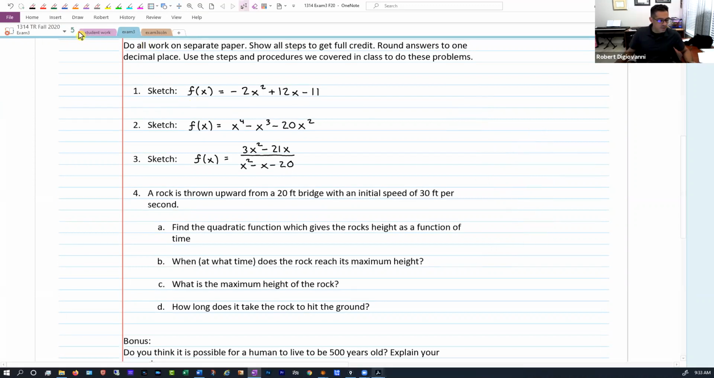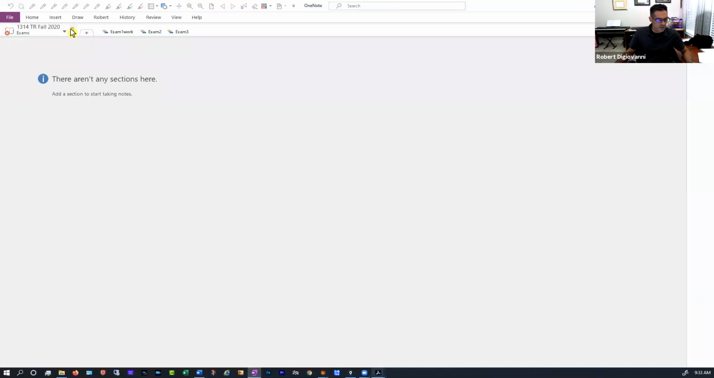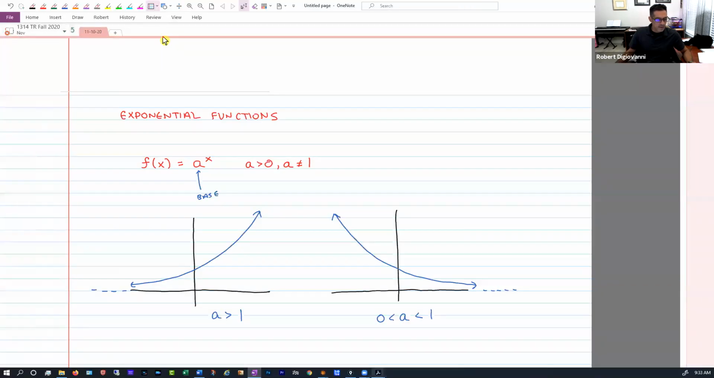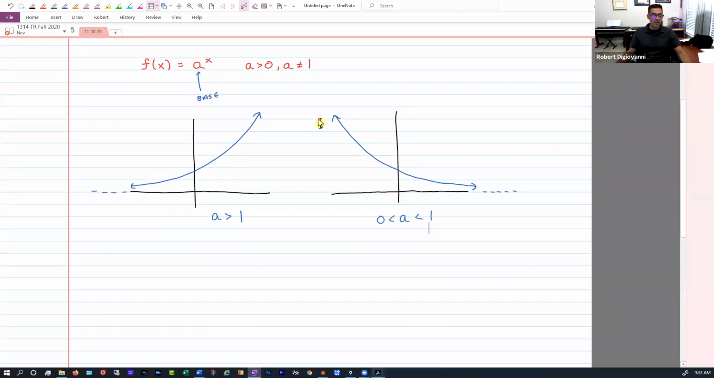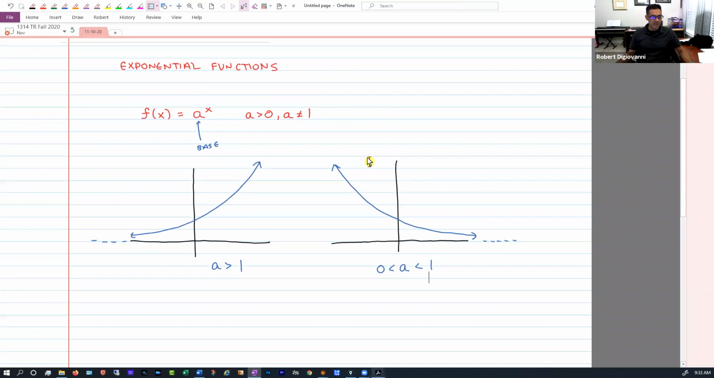Okay, let's get into today's stuff, which is going to be exponential functions. I hope that you watched the videos. If you didn't, then you might want to go back and watch them, because again, I'm going to go through this quickly. The basic idea of an exponential function is that you have some number raised to the power x.